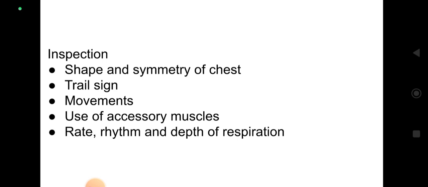Tracheal shift can be assessed by looking for prominence of clavicular end of sternocleidomastoid muscle, which becomes more prominent on the side of the shift. This is known as Trail sign. The movement of chest is normally equal on both sides. The movement is decreased on the side of disease. Then we see rate, rhythm, and depth of respiration. The normal respiratory rate is around 12 to 16 per minute.